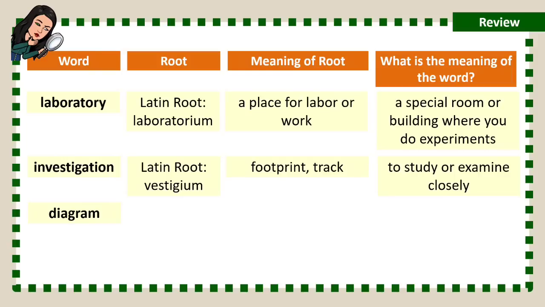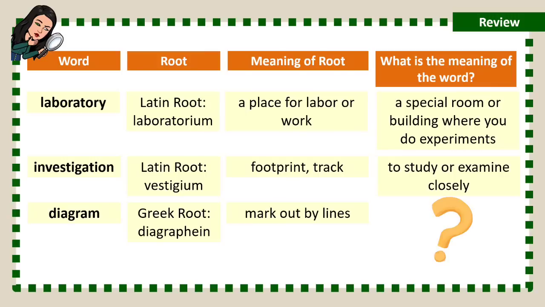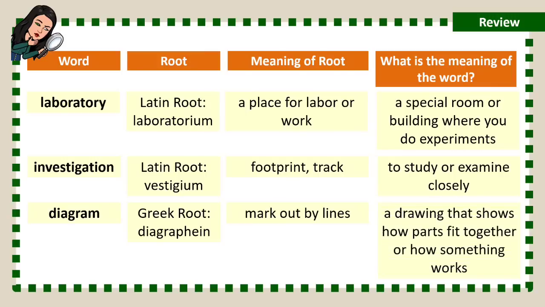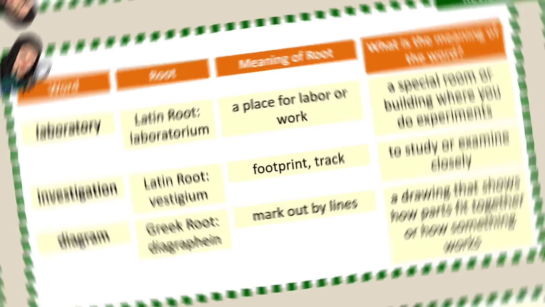Let's proceed to the word diagram. Diagram is from Greek root diagraphein, which means mark out by lines. When we say diagram, what does it mean? Yes, diagram is a drawing that shows how parts fit together or how something works.